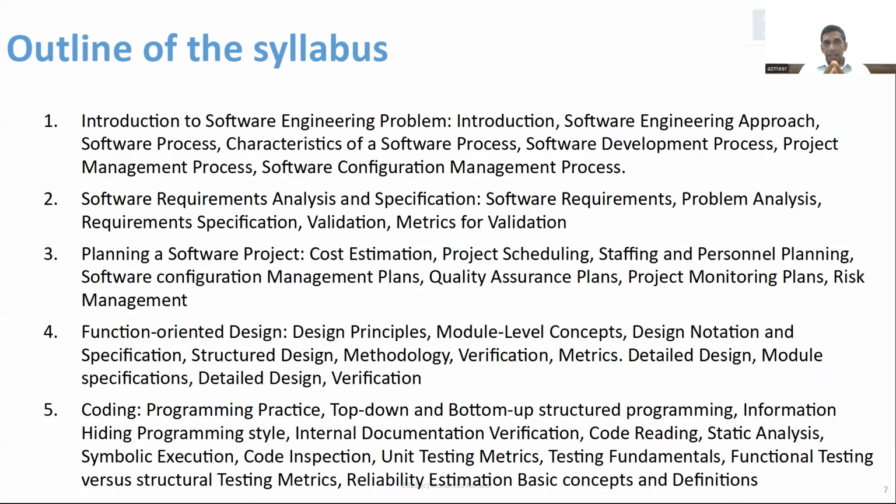And I also have an outline as to how we manage the learning outcomes. So there are 5 areas that we'll be looking at. I need to clarify these things with you, like I said. So starting off with introduction to software engineering. Then we are looking at requirement analysis and specs. Then we are looking at planning the software project, mostly on the project management side. And then function-oriented design.